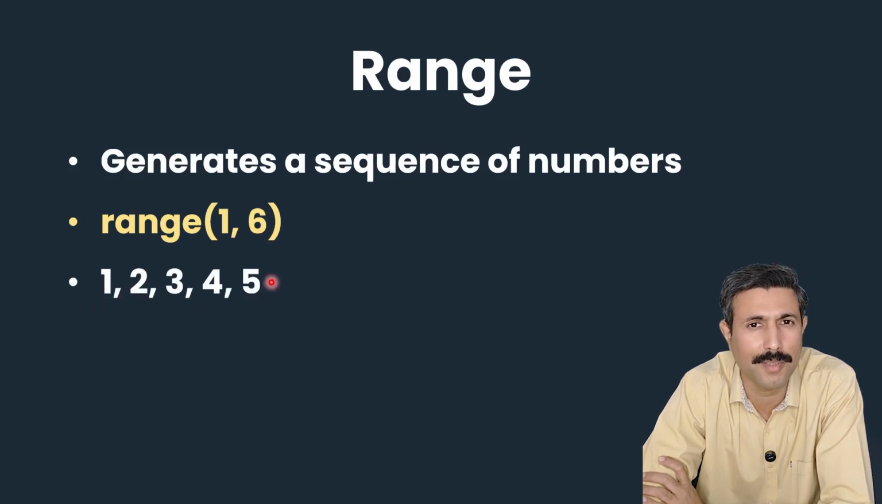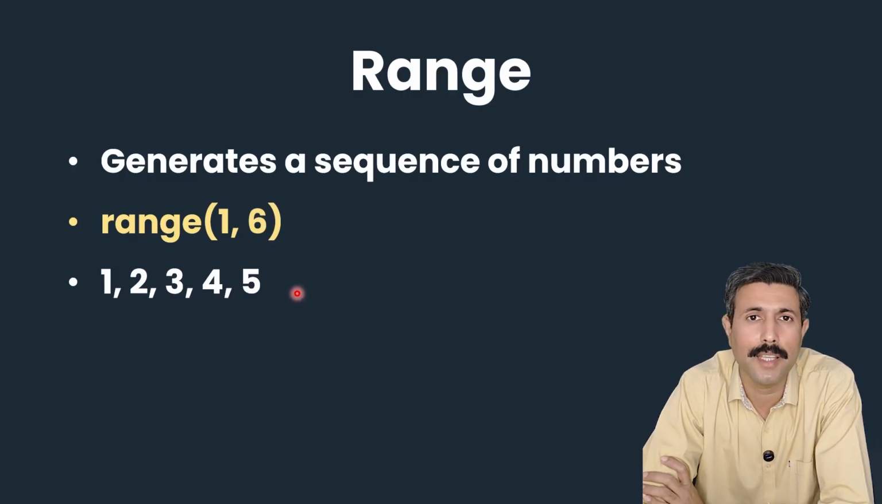Here you have noticed something important. The end value is not included. The end value is 6, which is not included here, right? So remember that in range, whatever end value you mention over here, that will not be included. And that is also a property of range. Now, another important thing about range is you can use range with a step also.